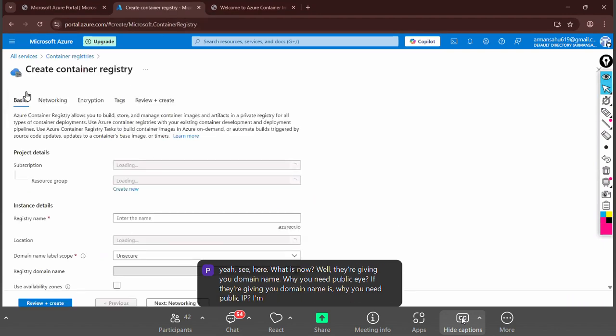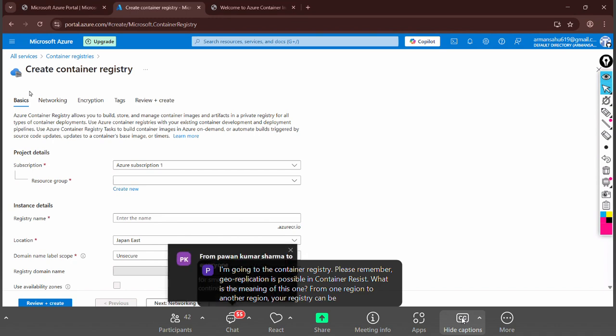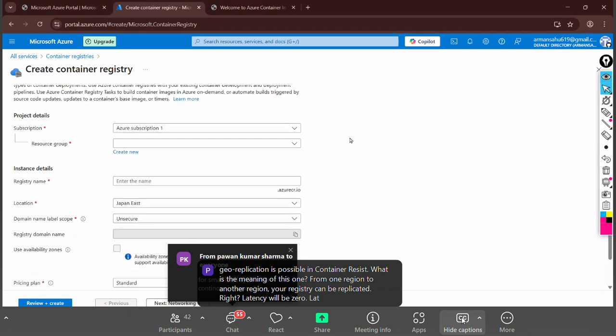I'm going to the container registry. Please remember, geo-replication is possible in the container registry. What is the meaning of this? From one region to another region, your registry can be replicated, right? Latency will be zero.